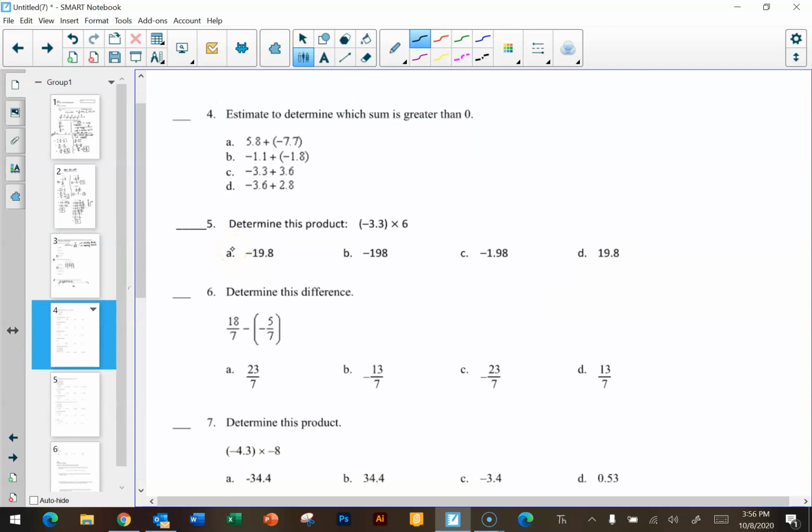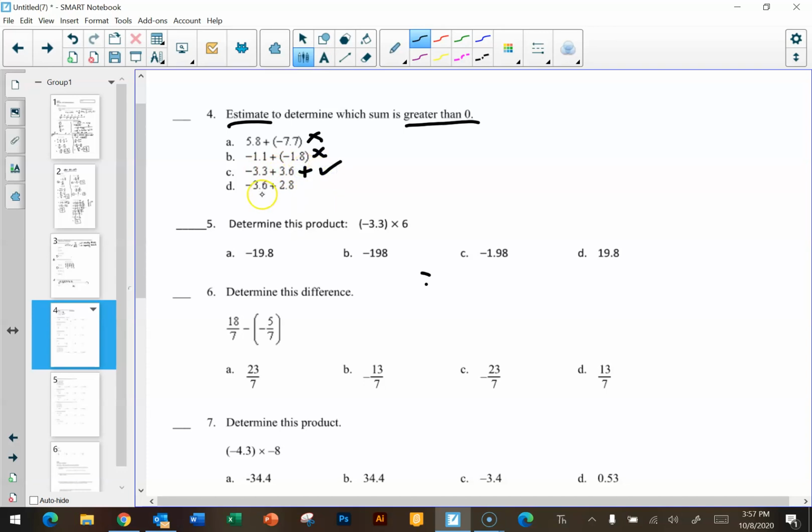Estimate to determine which sum is greater than 0. You don't actually have to crunch the numbers if you do a decent job of estimating. So which one is greater than 0? This negative number is bigger than that, so it can't be that one. This is a negative going more negative, so it can't be that one. This is a negative 3.3 and this is a positive 3.6. The positive number is bigger than the negative number, which means this one is going to be positive.